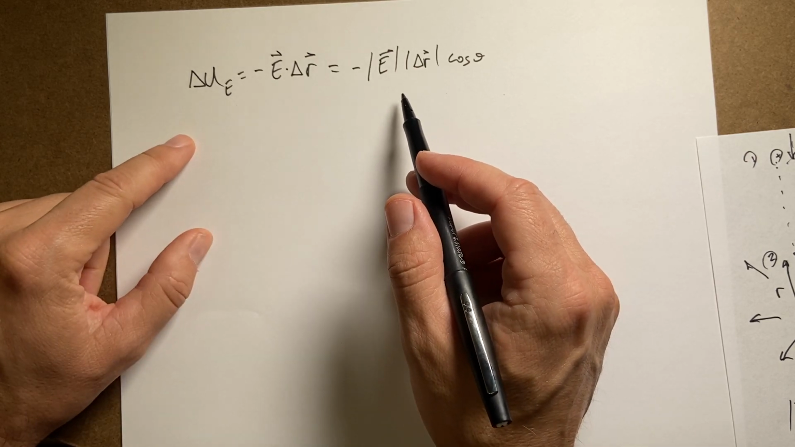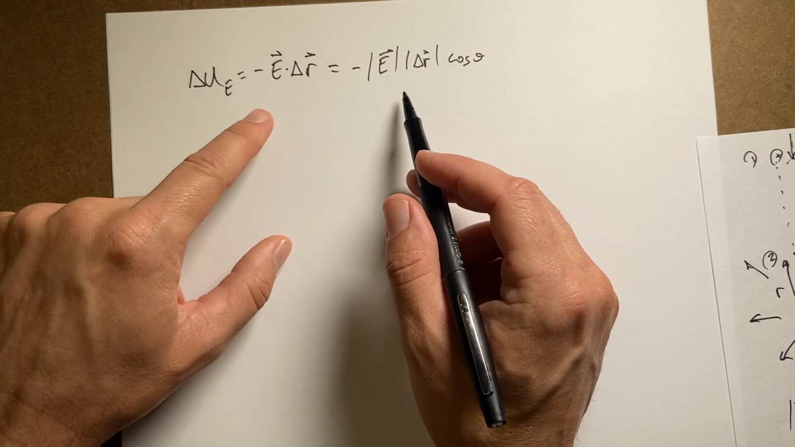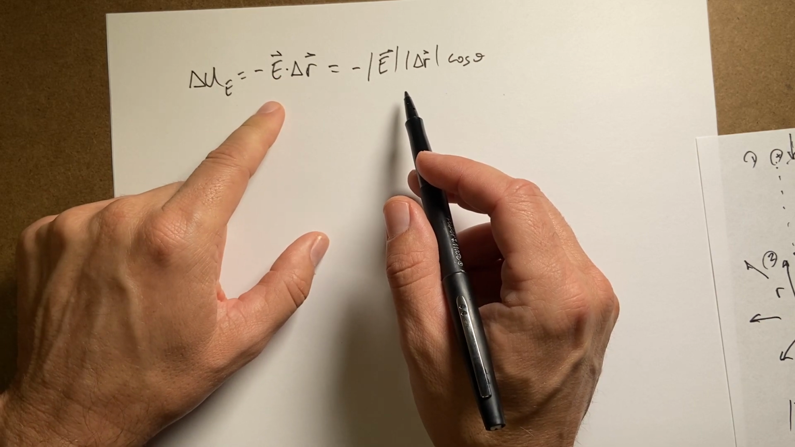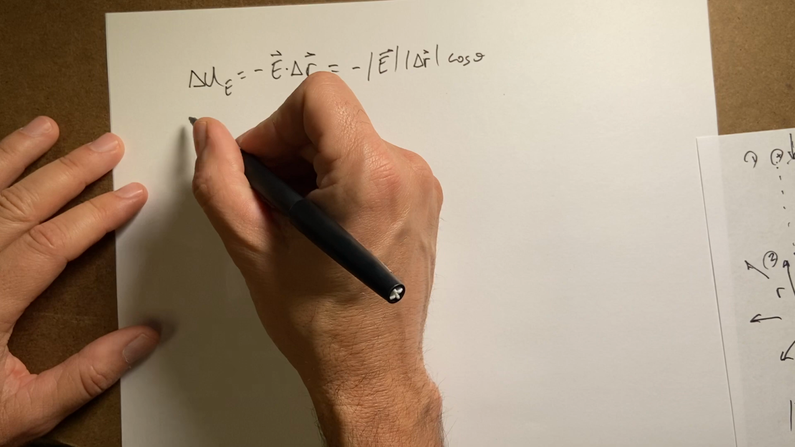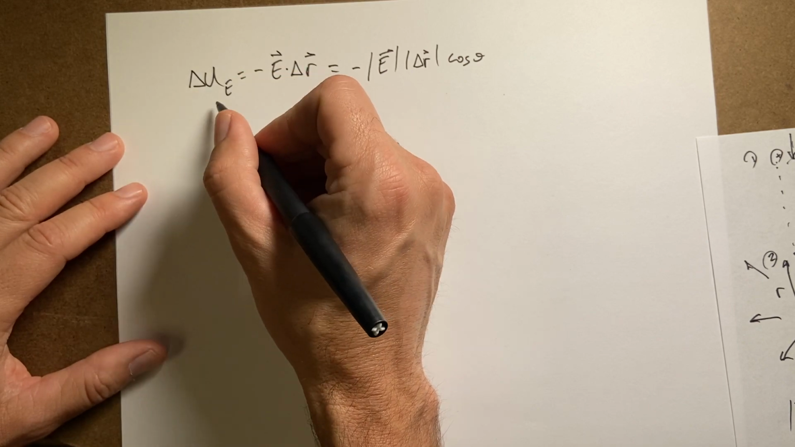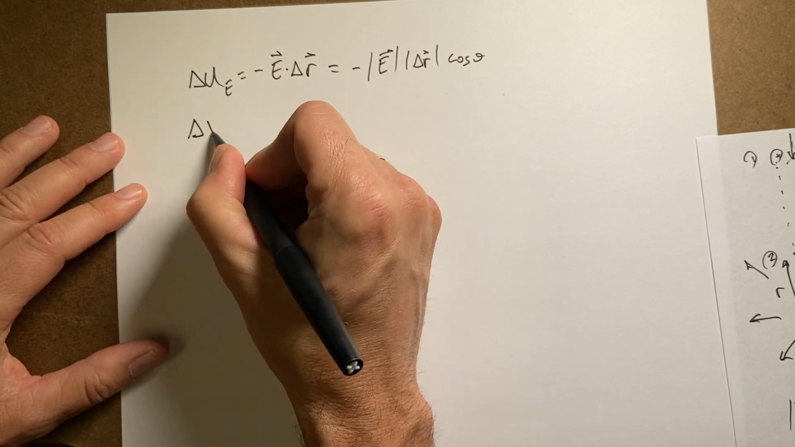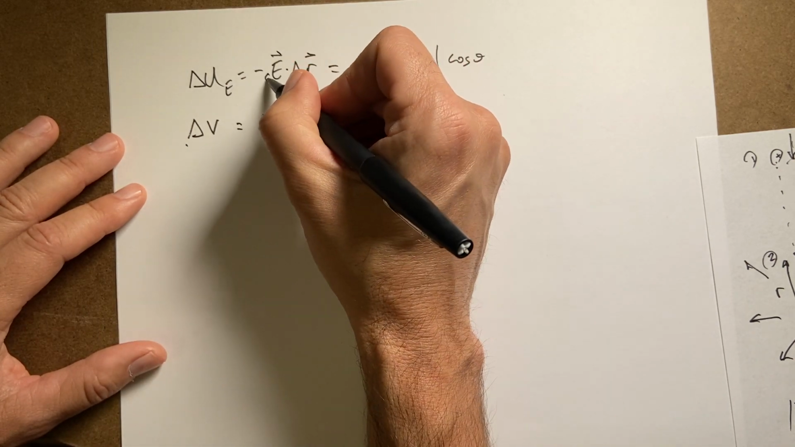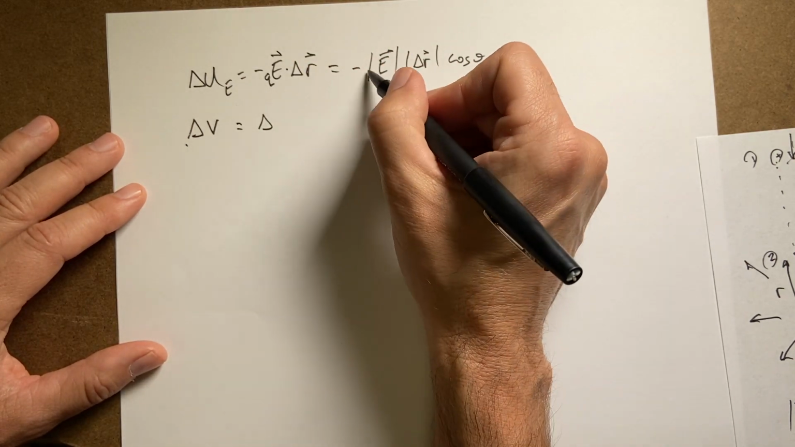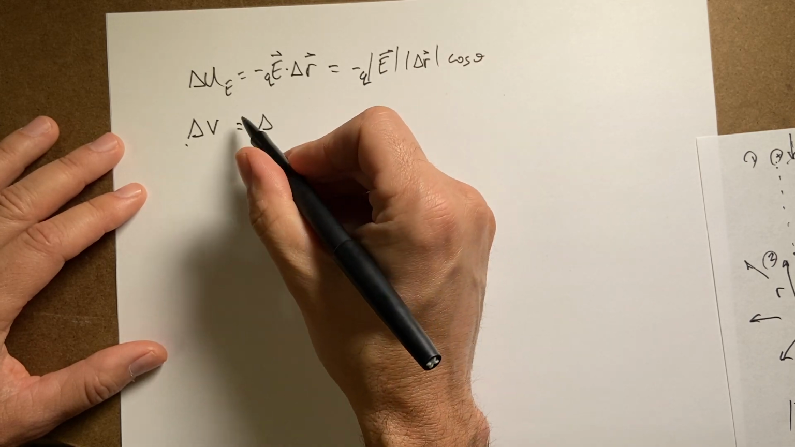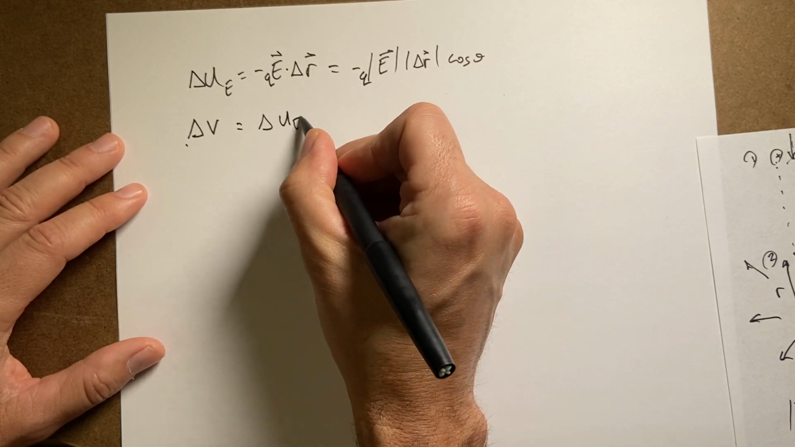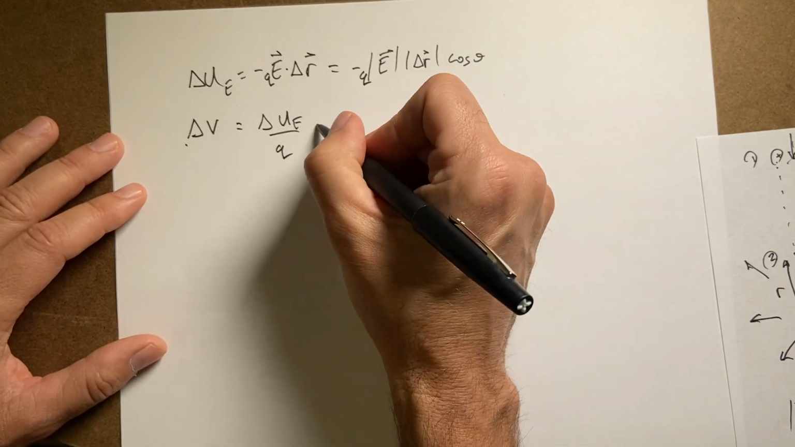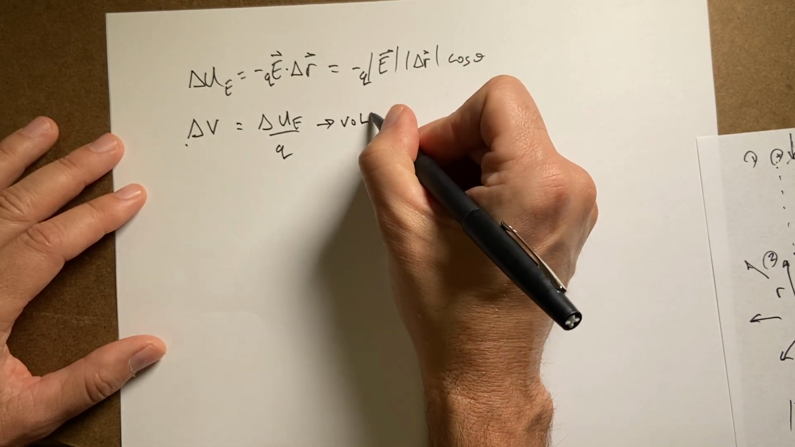If you try to do this for a point charge, you can't, because the electric field is not constant, so you'd have to integrate. I did this numerically, and we get the potential. The change in electric potential is equal to the change in electric potential energy per unit charge. So it just takes out the charge, and this is in units of volts.